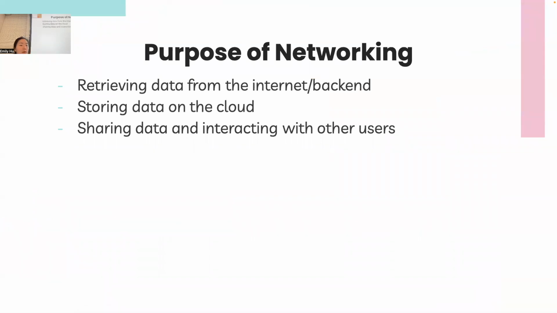So the purpose of networking is to essentially retrieve data from the internet or the back end. We don't want to store all the data on the front end because it can be really slow and it's going to make our app really large, right? So instead we want to have another location store it and organize it, which also makes the work of the front end slightly easier. What you can also do is store data on the cloud, and it allows sharing data and interacting with other users. In a lot of games, like Among Us, you're storing your data somewhere in order to be able to join a game.